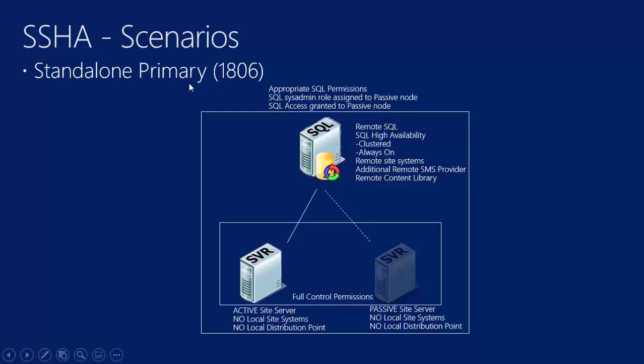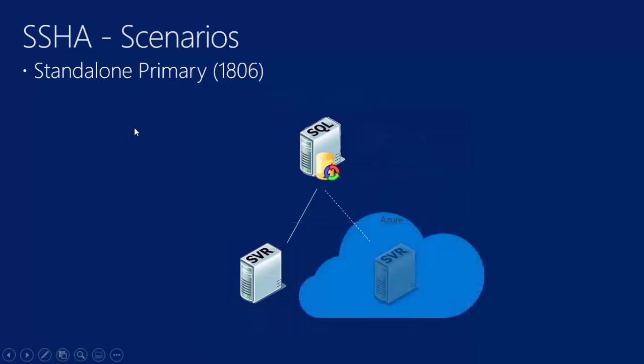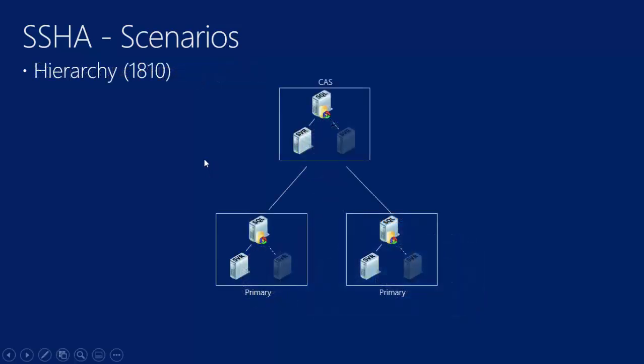So that was standalone primary. Support for that was added in 1806. Also, I took away all that, but you have the option to place your passive site server in Azure, right? Might be a good approach for you. So that's there. In 1810, we added support for a hierarchy. So we have a CAS and two primaries in this slide, just showing you how that's all set up, completely supported now. And then the same thing, you can have those passive nodes stored in Azure if you like. You can put them on-prem if you like, whatever the flexibility is there.